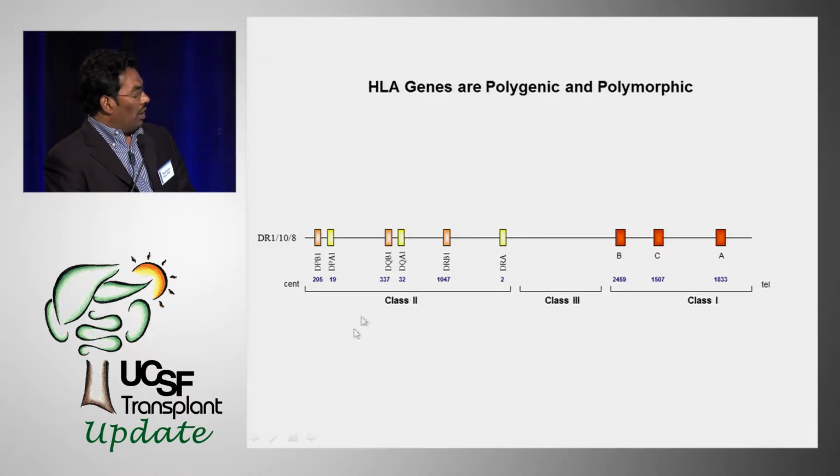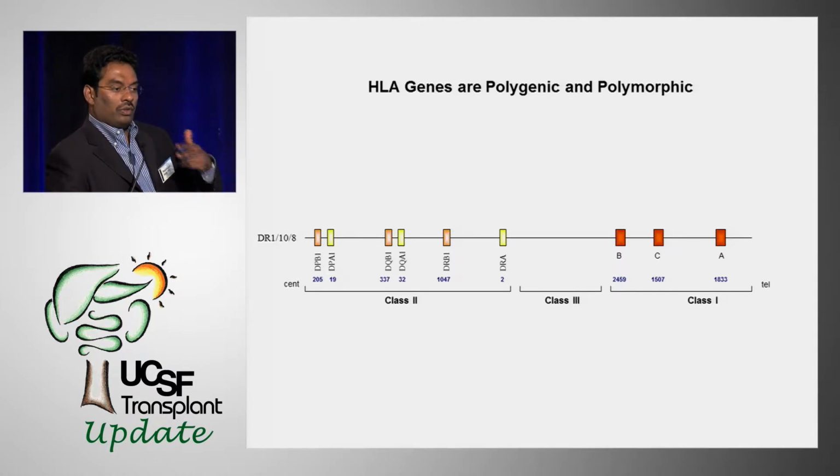All these genes are polymorphic, except one gene, the DRA gene, which has only 2 variants. The number I put underneath each gene indicates the number of different variants identified in the population. HLA-B is very highly polymorphic, with over 2,459 different HLA-B molecules identified in human populations. So you will have either 1 or 2 out of these 2,500 different varieties of HLA-B molecules.